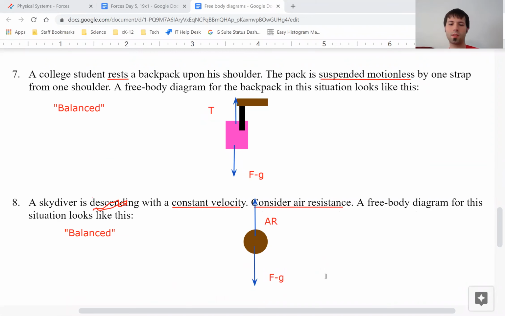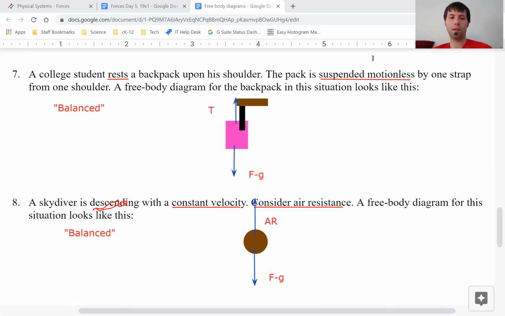So air resistance is balancing gravity. Actually, I already talked about this in a previous diagram. The skydiver is falling, and he's going to get to constant velocity eventually. That's called terminal velocity. You can look up terminal velocity if you want. So force of gravity is being balanced by air resistance. And we're done.